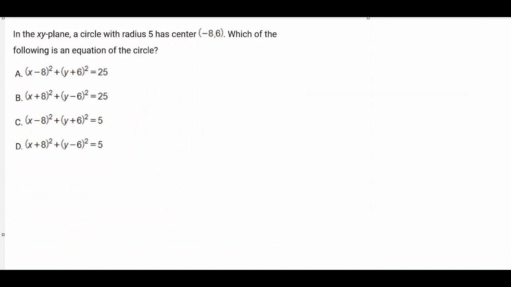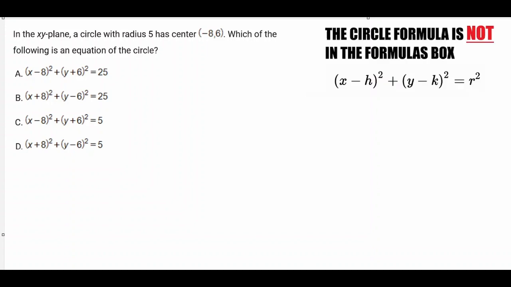Bad news to start here, guys. Evil Testing Service does not give you the circle formula in the formulas box. And more bad news, it's kind of a hairy looking, ugly looking formula. That's all the bad news. The good news is the formula is actually not very hard to deal with. You do kind of need to memorize the concepts of the formula. And I always start by writing it because I've got it memorized.